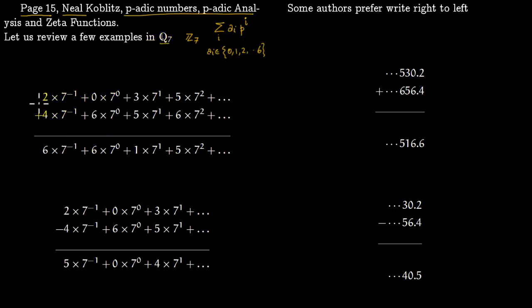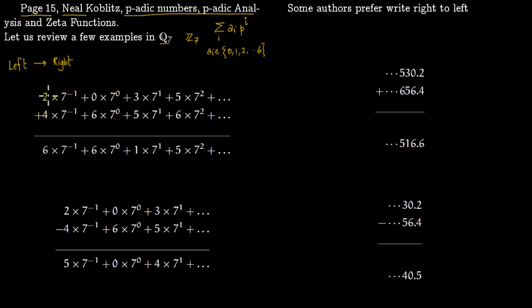So now let us do some addition in Q7. Here we are going to do addition from left to right. So this is 7 to the power of minus 1. We have arranged this in increasing order of powers of 7: 7 minus 1, 7 0, 7 1, 7 square, and so on.